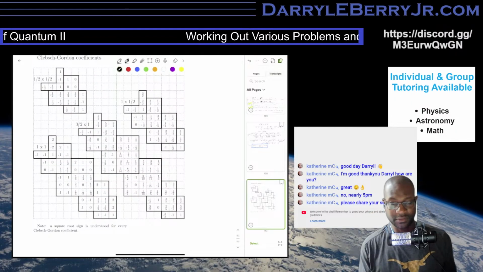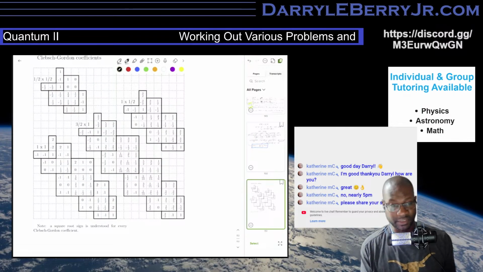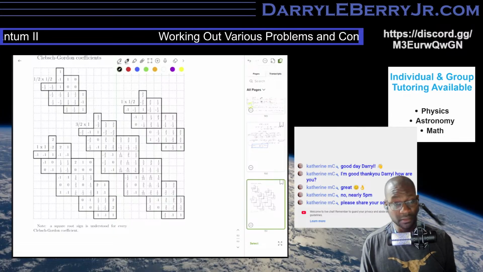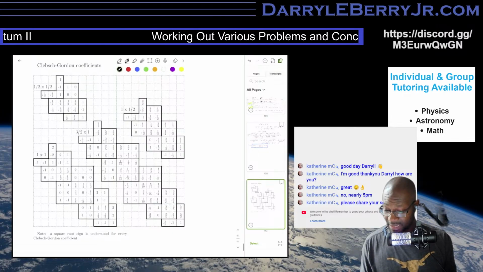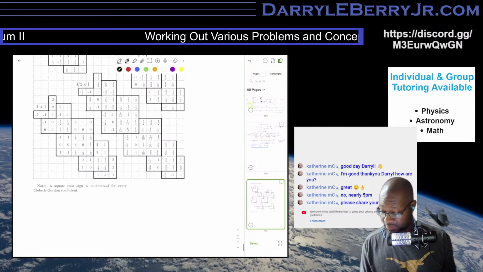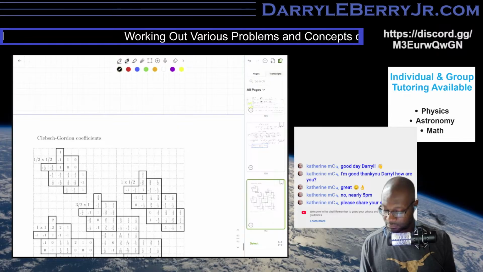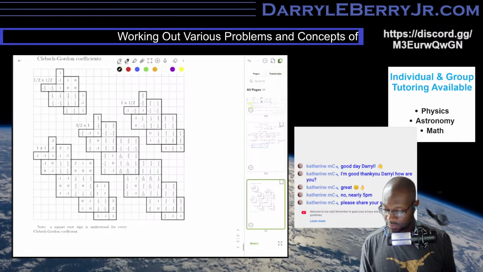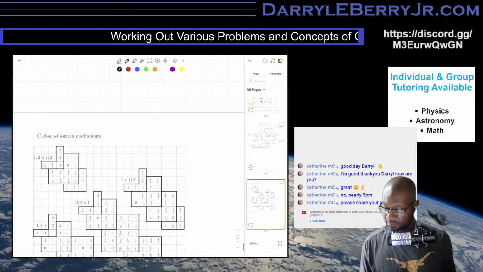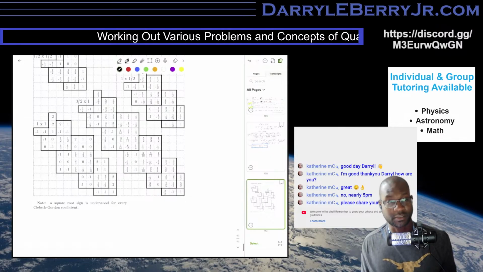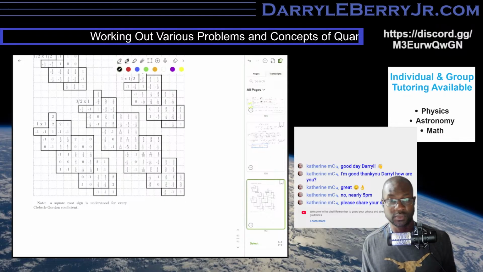So the idea is we're going to use the Clebsch-Gordan table of coefficients, and we're going to look at the 2 1/2 section, which I actually don't see here. Two 1/2. All right, so I'm going to have to pull up a Clebsch-Gordan table.